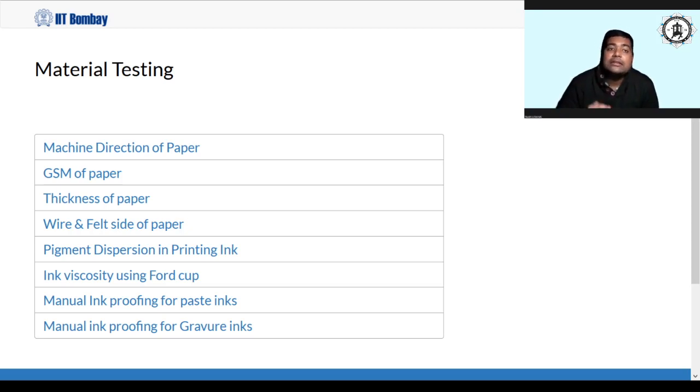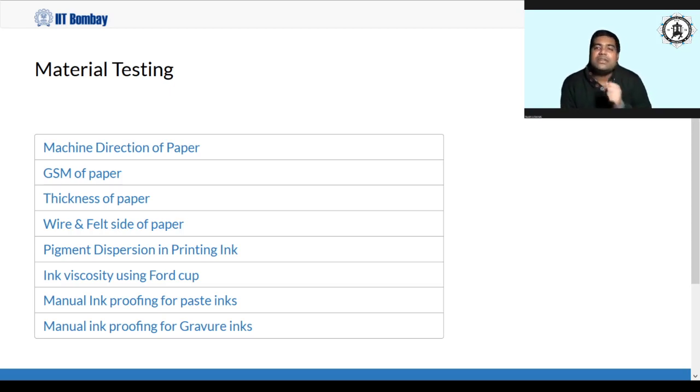This will cause what problem in printing? A tinting problem. That means in the non-image area also you are printing with yellowish water or bluish water, so your non-image area will get that yellowish or bluish tint. That is why the test of pigment dispersion is important.